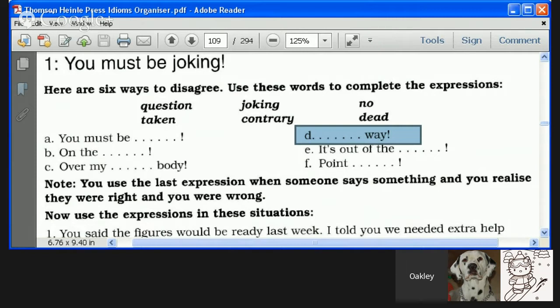A plane just crashed in your workplace, so you don't have a job anymore. No way. Oh my, no way. I can't believe it.